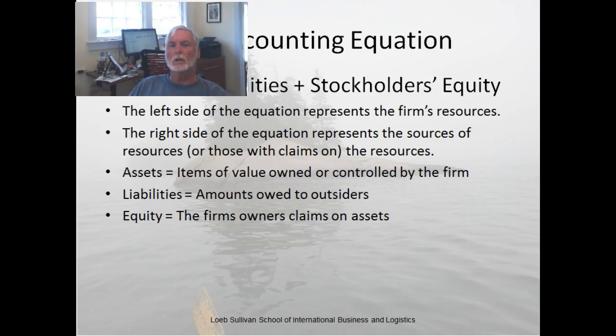Because it's an equation, whenever I affect one side of the equation, I have to affect the other side in the same manner. So if I increase assets, by definition, I have to increase either liabilities or equity. If the left-hand side of the equation goes up, the right-hand side of the equation goes up. If I decrease assets, I have to decrease either liabilities or equity. So that's how we get to double entry accounting, which we'll talk about in a few minutes.